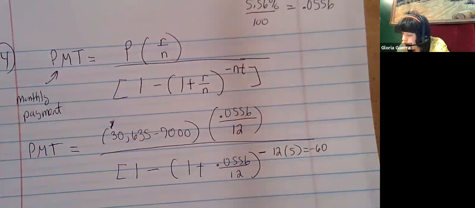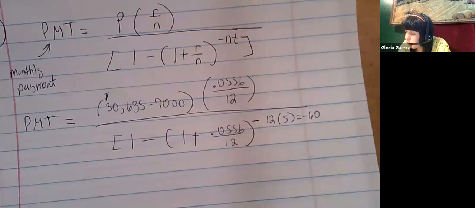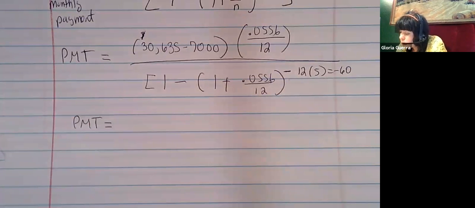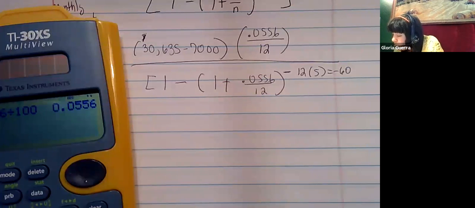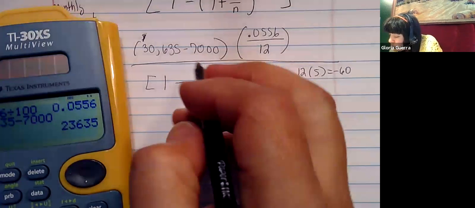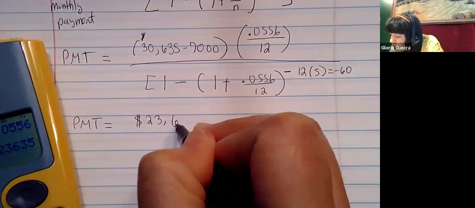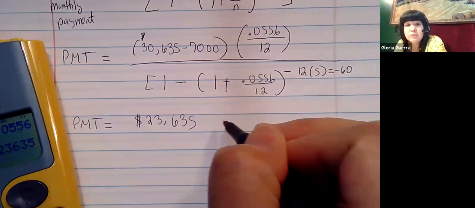So then I have payment PMT. Okay, so let me subtract that 7,000. 30,635 minus 7,000 is 23,635. Okay, and then let me just see if this terminates.